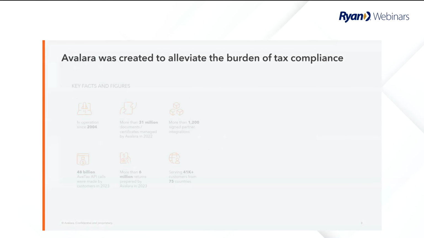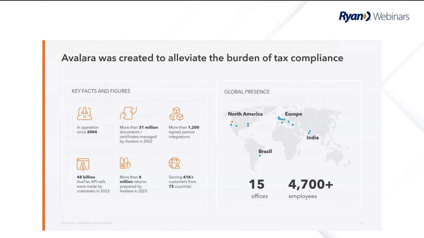Avalara is a global indirect tax compliance company. We started back in 2004, and over the last 20 years, we've expanded from focusing on sales and use tax within the US to tax determination calculation around the world. And on top of that, we're expanding out into VAT reporting, e-invoicing, etc. We have 15 offices around the world, coming up towards 5,000 employees, and currently service over 41,000 customers in 75 countries. So from starting out in the US, it has expanded massively.